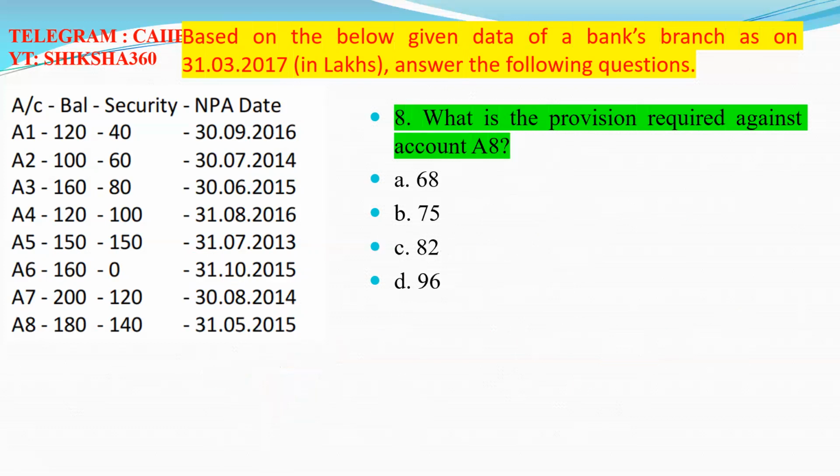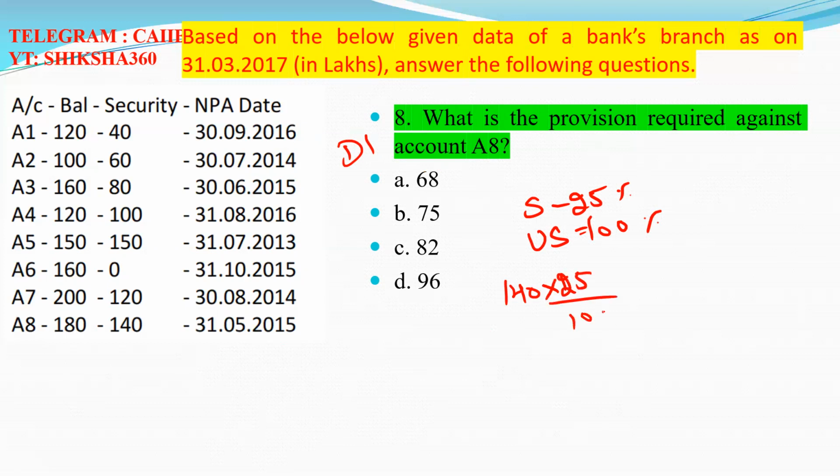Now move to the last question of this case study, clear? So basically what is the provision required against account 8, clear? So basically this account comes under the D1 category. So D1 category, for secured it is to be 25% provisioning, and for unsecured it is to be 100%. Secured is 140, so 140 into 25 upon 100, and unsecured is 40, so we will add directly. So 35 plus 40, it is to be 75 lakhs, clear?